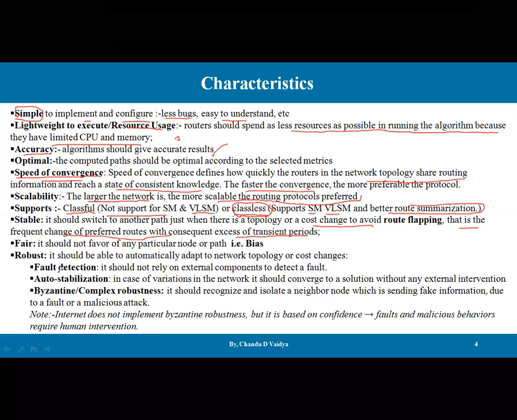Then fair: the routing protocol is supposed to be fair, so it is not supposed to be biased. It's unbiased.